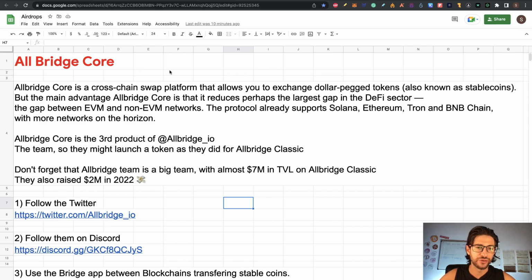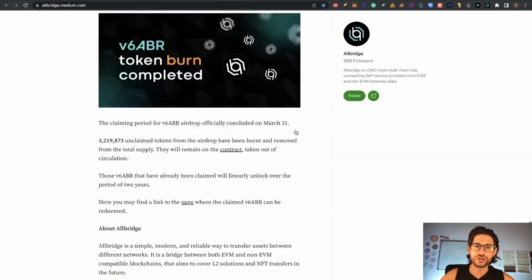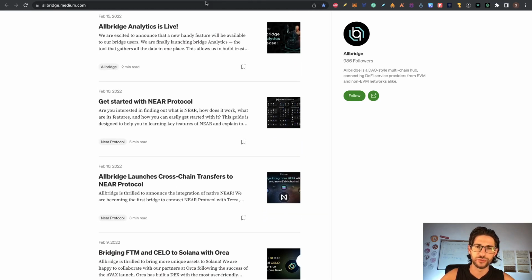Also, Allbridge Core is the third product of Allbridge. This is not the first project, and they have been here since 2021, and the team may launch a token for Allbridge Core like they already did for Allbridge Classic, which is one of those three products. And don't forget that the Allbridge team is a big team with almost 7 million in TVL on Allbridge Classic, and they also raised 2 million for this project. So there are many good things about the ecosystem of Allbridge. And you can see all the documents that they have on the Medium page. They have been launching stuff since 2021.